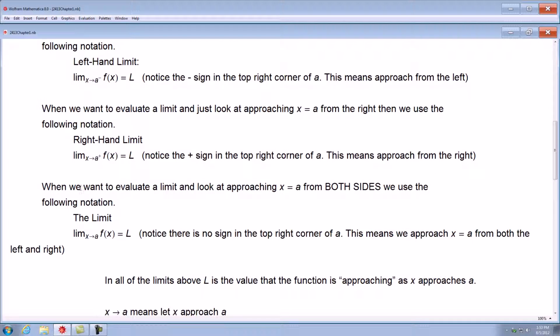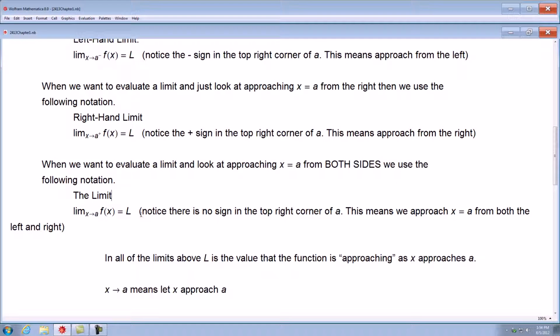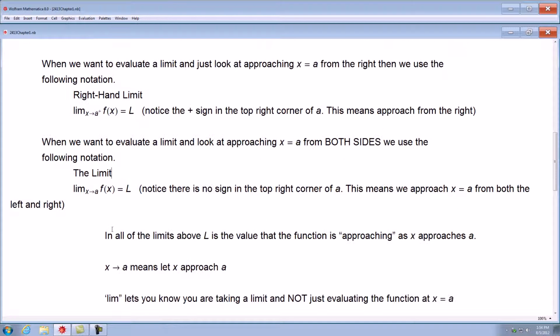All right, when we want to evaluate a limit and approach from both sides, when I want to tell you, hey, inspect it, but go from both sides, what I do is write x approaches a without a little negative or positive up on the top right corner, and that means you've got to look at both. You've got to say, what's happening from the left and what's happening from the right.